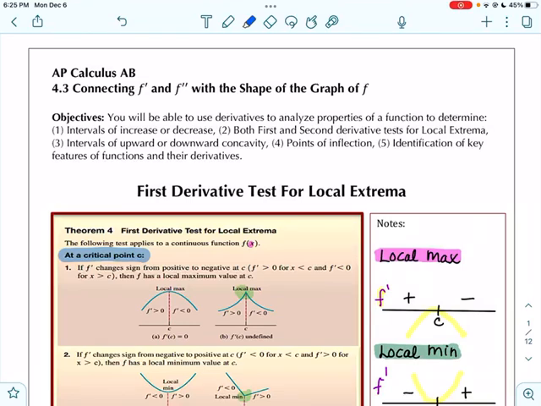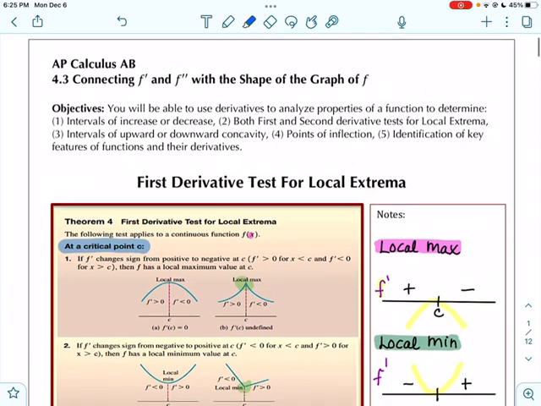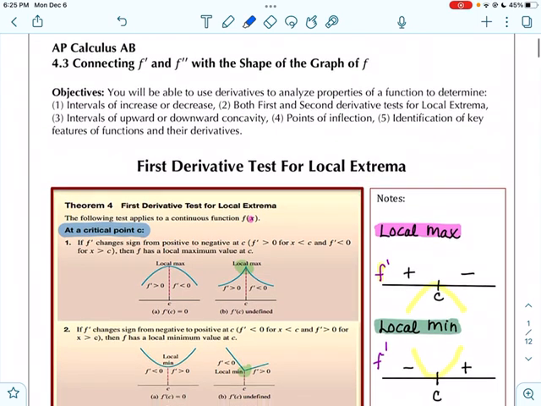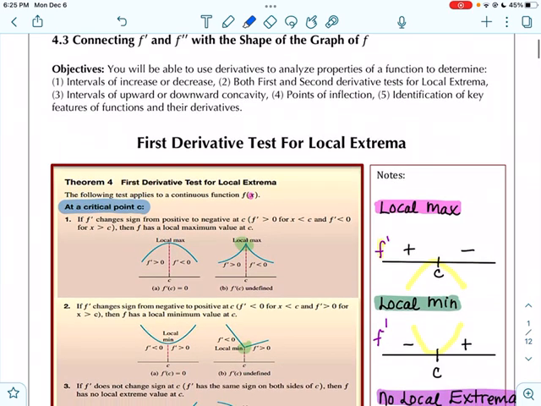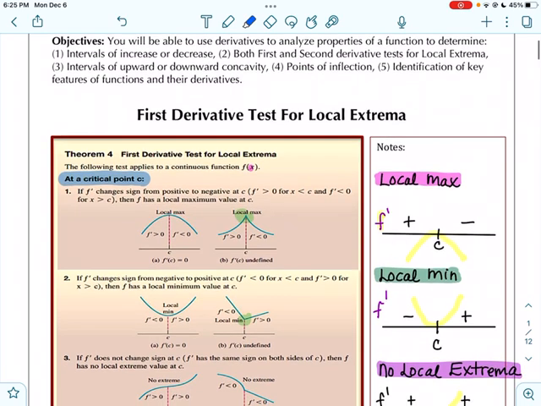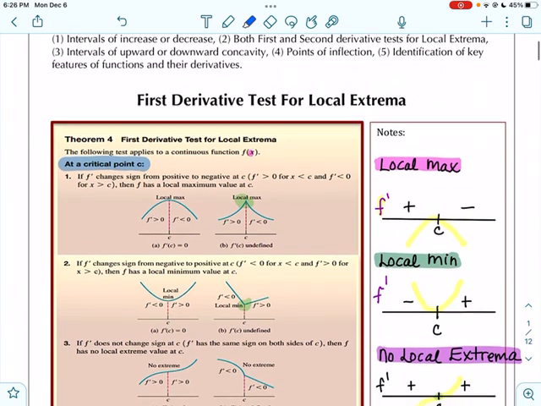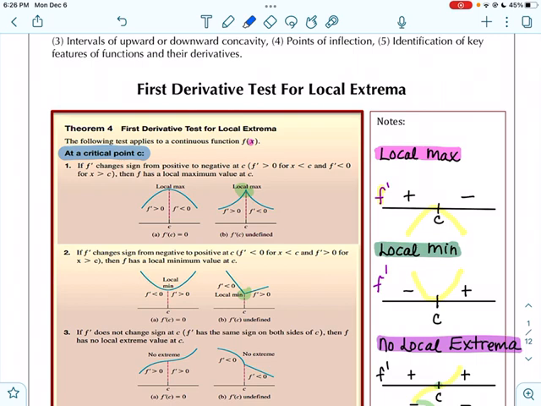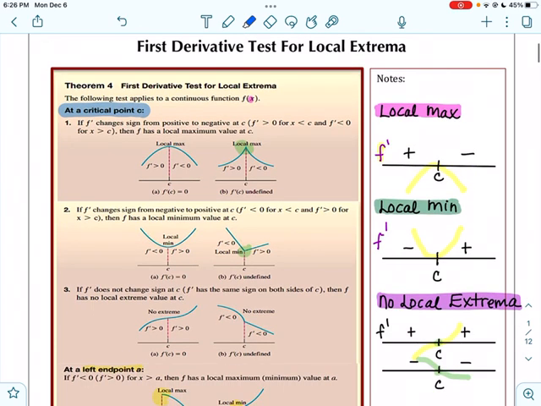Okay, hi kids. Tonight we're looking at 4.3, connecting f prime and f double prime with the shape of the graph of f. Just going to review a little bit about what we did in the first part of this lesson. So you'll be able to use derivatives to analyze properties of a function to determine the intervals of increase or decrease, and then both second and first derivative tests for local extrema is something that we'll work on. And then intervals of upward and downward concavity, points of inflection, and identification of key features of functions and their derivatives. So we started out with the first derivative test for local extrema.